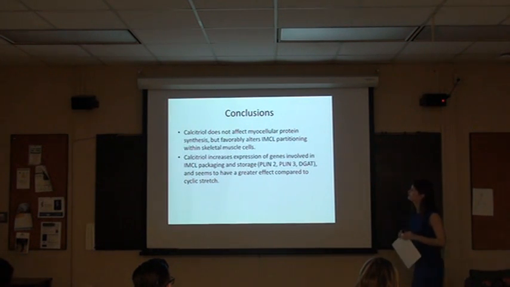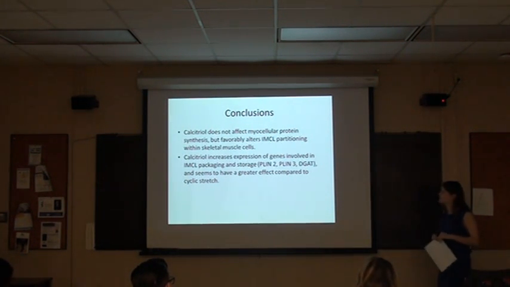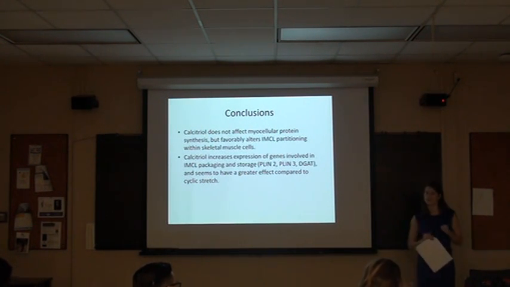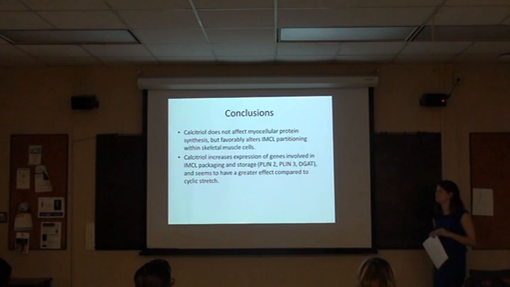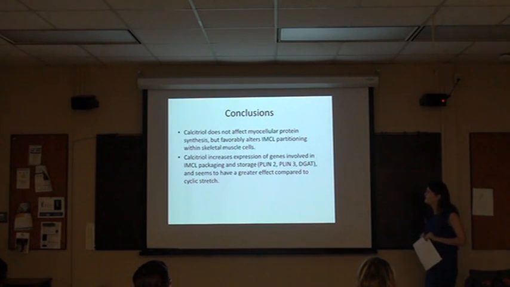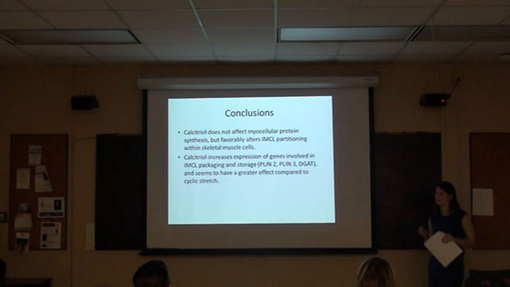So overall conclusions: calcitriol does not affect myocellular protein synthesis, but favorably alters IMCL partitioning within skeletal muscle cells. And it increases expression of genes involved in IMCL packaging and storage. So PLN2 could be DGAT, just like we talked about in the last slide, in that lipid droplet, coating that lipid droplet, affecting it. And it seems to have greater effect compared to cyclic stretch.